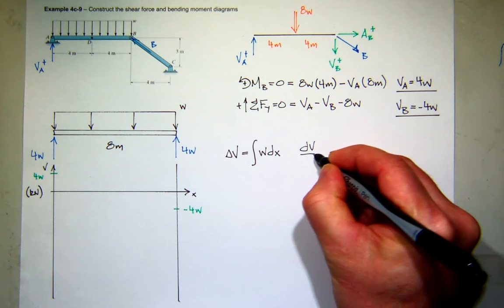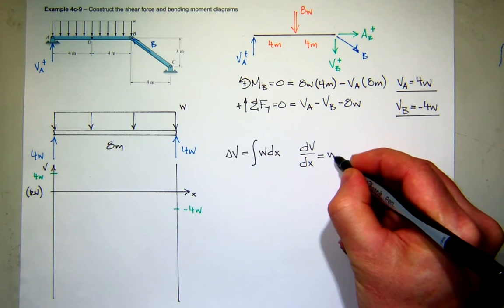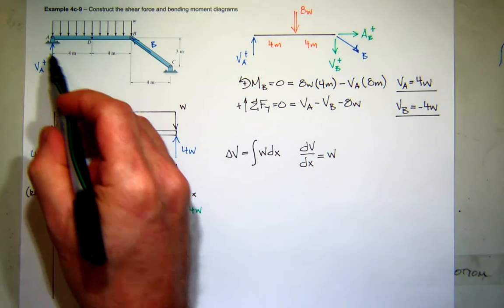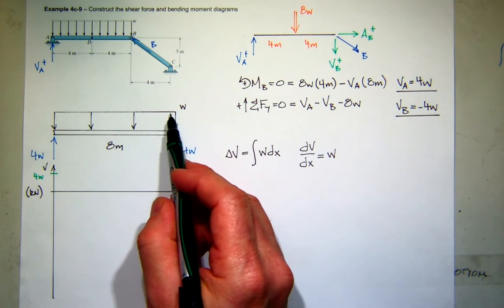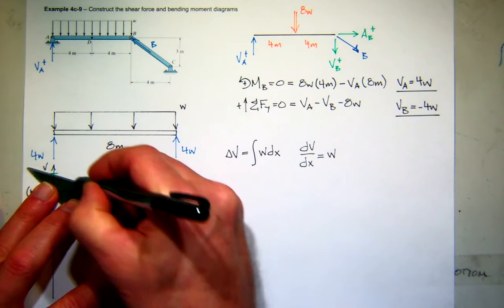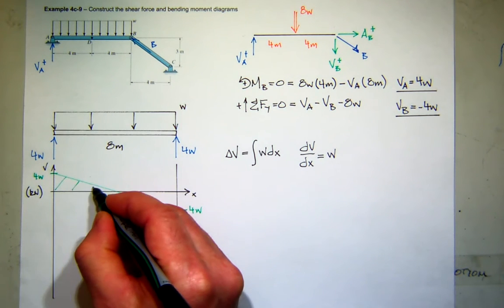The slope of the diagram, or the derivative, is equal to the load. And what is the load everywhere? It's constant and negative. So I have a constant negative slope. So there's my shear diagram.